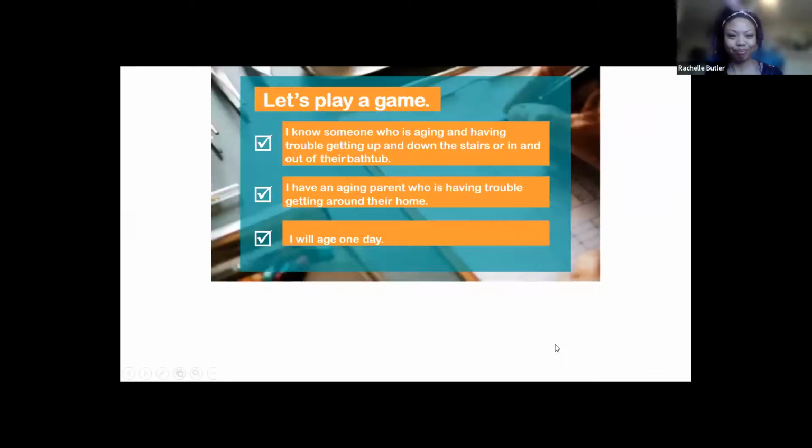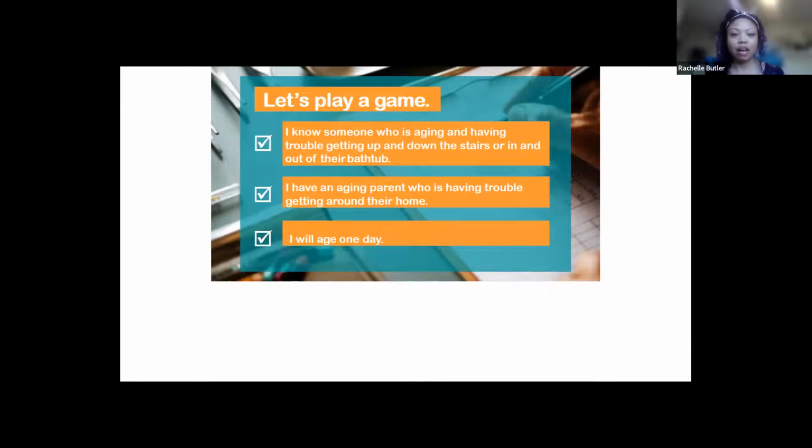Next slide, please. So before we start here, I'd like to play a game. I know that all of us here are very versed with the needs of accessibility, but for those who may not be, I'd like you to please put your hand up at home, wherever you may be, if you know someone who is aging and having trouble getting up and down the stairs. So that may be a neighbor, or maybe your friend's parent or someone you were in conversation with.